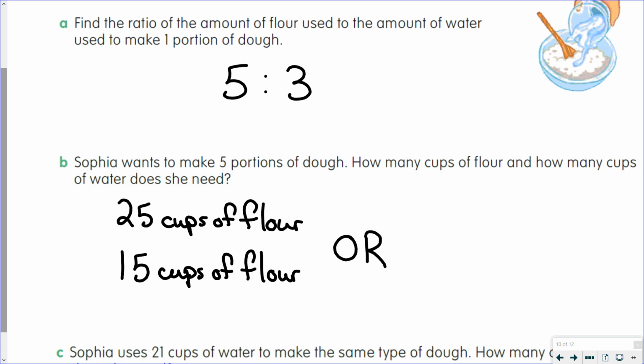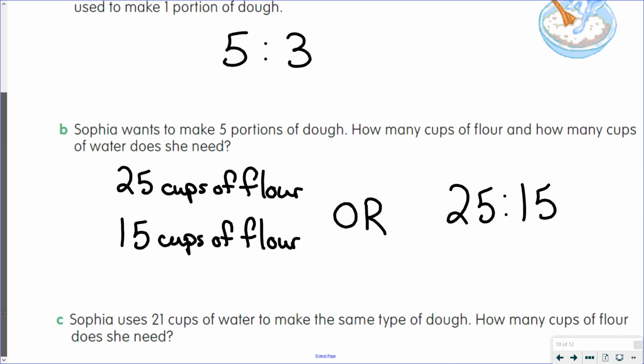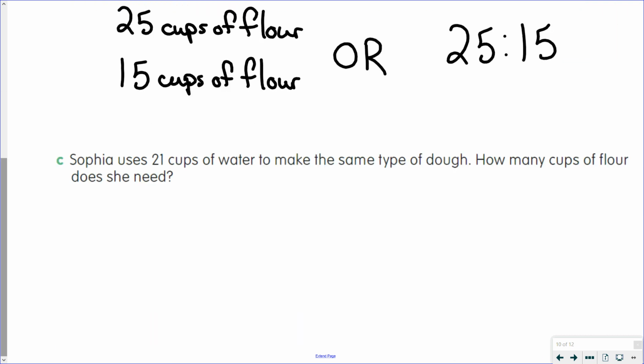Or if you wrote your answer as the ratio 25 to 15, I would take that answer as well, because it does answer the question that we're looking for. And then part C, Sophia uses 21 cups of water to make the same type of dough. How many cups of flour does she need? Well, she needs 35 cups of flour, because 3 times 7 gives you 21, so you have to take 5 times 7 to get 35.